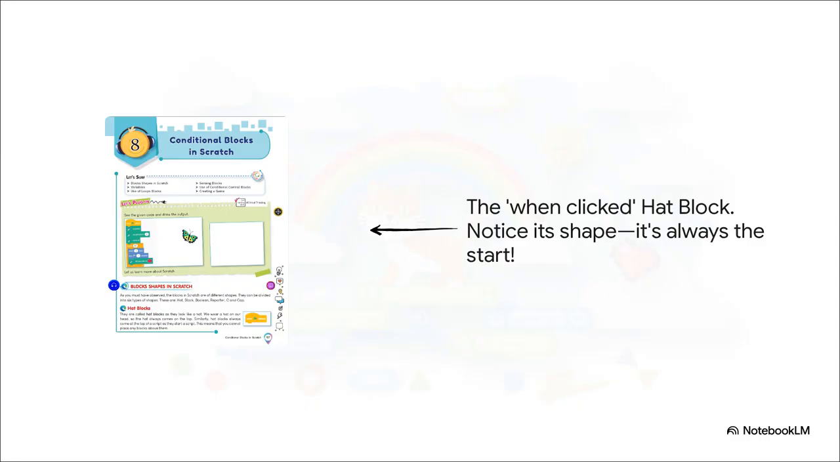And what's so smart is the design of the block itself. See how it's smooth and rounded on top, but it has that little bump on the bottom? That shape is this brilliant visual clue. It's telling you, hey, nothing can snap on top of me. This is always where a script begins. It's like the starting pistol for your code.